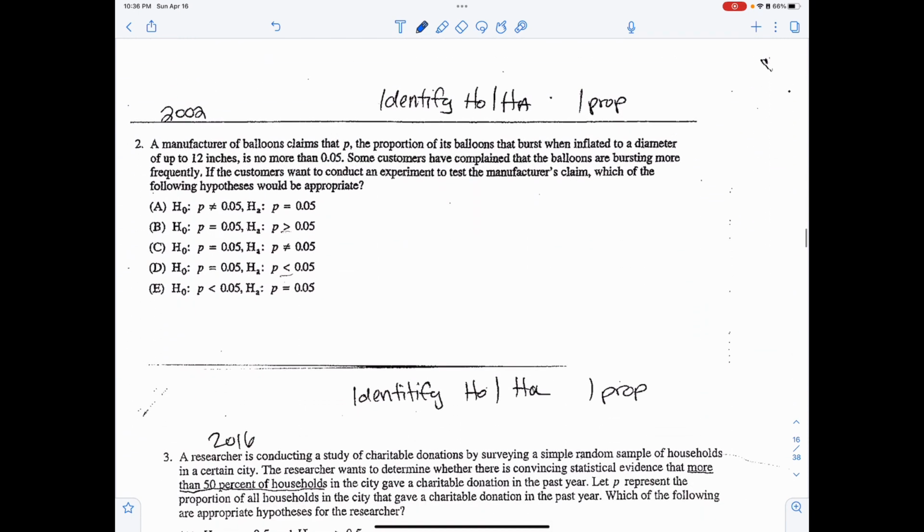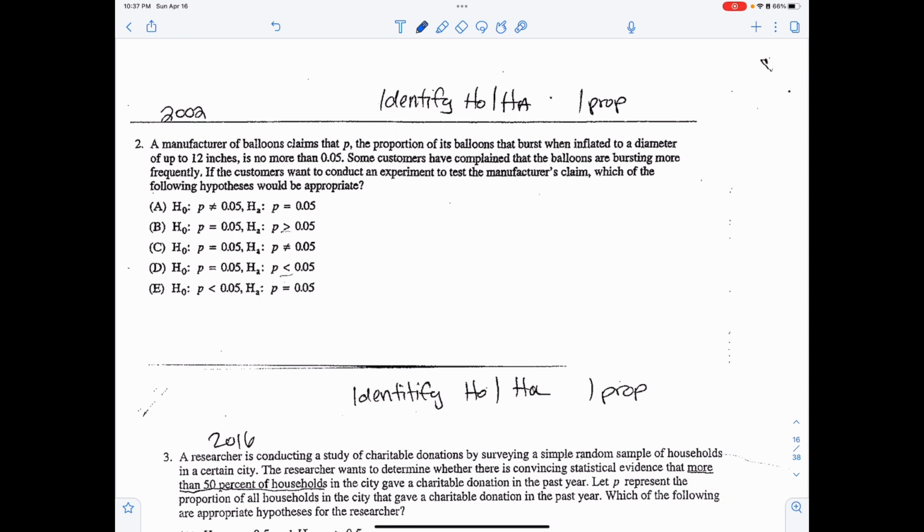Okay, let's go ahead and identify the null and alternative hypothesis, and then what it is. So these are all for one prop. These two are one prop z-test. And you know that even by looking at the answer choices A, B, C, D, E. So we are asking what hypothesis would be appropriate. Let's go ahead and read this.